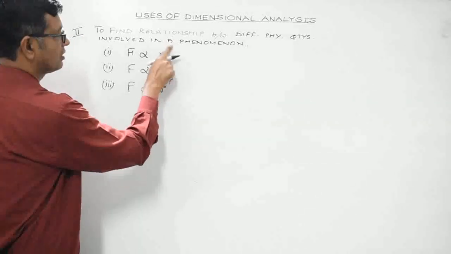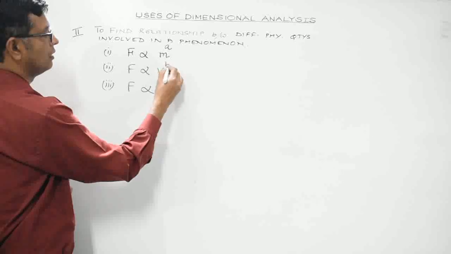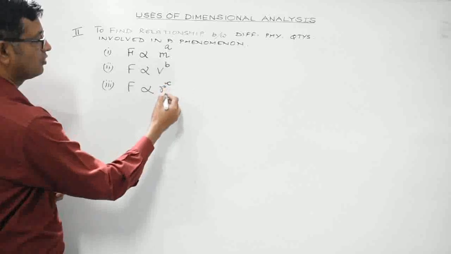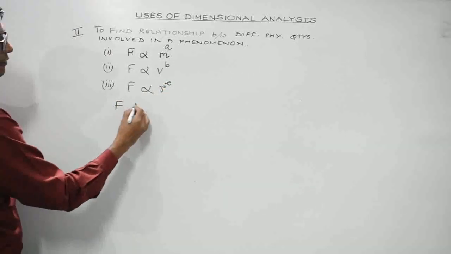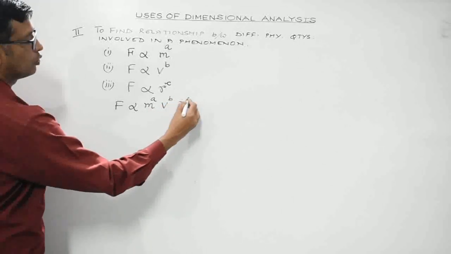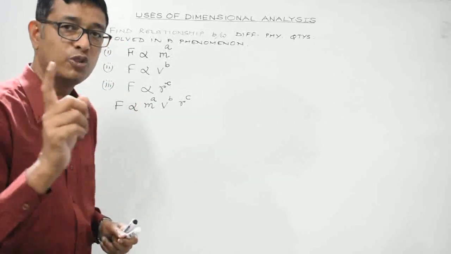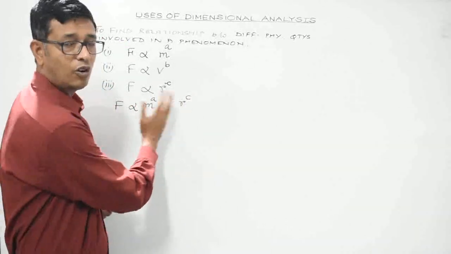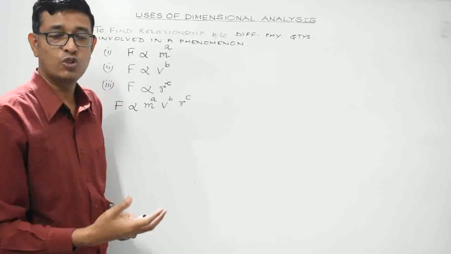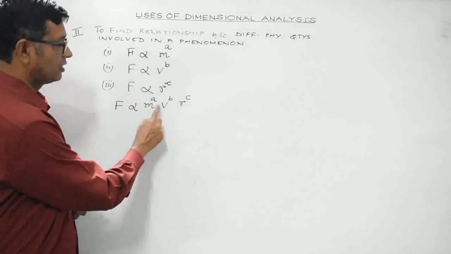So let us represent these unknown values by a, b and c, right? So now combining these three, what we get is F is proportional to m to the power a, v to the power b, r to the power c. Now, as per the principle of homogeneity of dimensions, the dimensions of all the terms on both sides must be same. Therefore, the next step is we need to substitute the dimensional formula of every physical quantity.